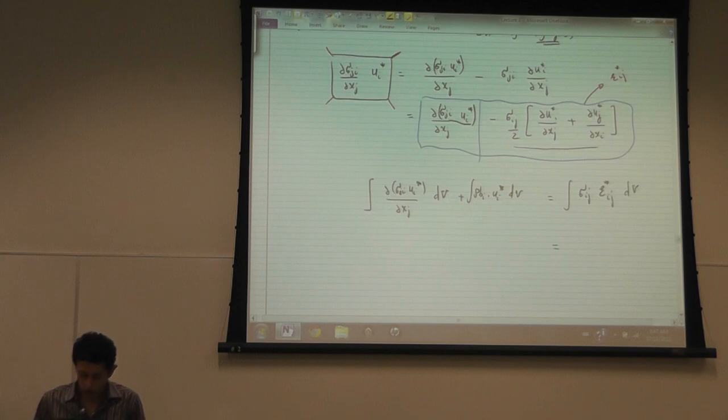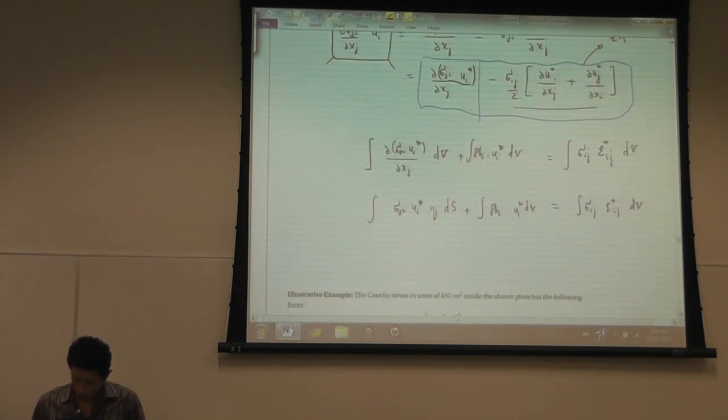Using the divergence theorem, the partial of this variable with respect to xj is equal to this variable, sigma ji u i star n j, integrated over the surface. Sigma ji n j u i star is equal to u star dot t n, which is sigma transpose n, integrated over the surface, plus rho b dot u star integrated over the volume, is equal to sigma ij epsilon star ij.